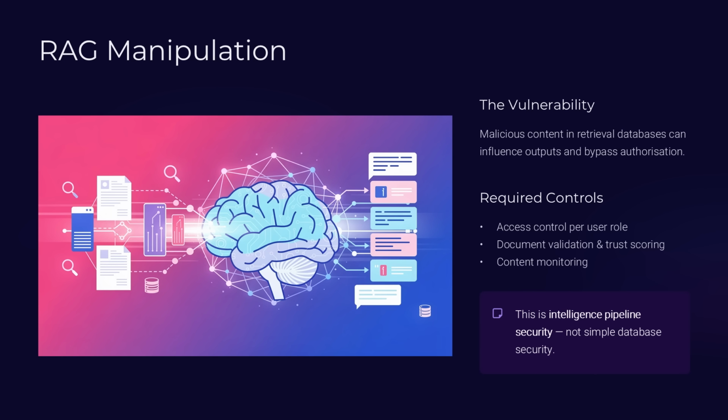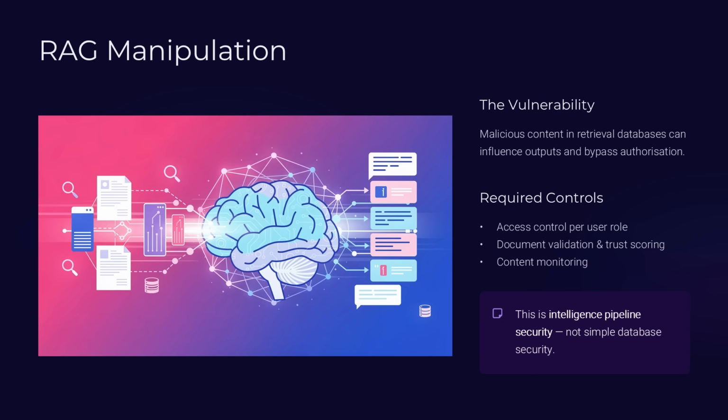Retrieval augmented generation systems connect large language models to external knowledge sources. These systems retrieve documents, summarize content, and generate responses grounded in enterprise data. While powerful, this architecture introduces new attack vectors. If malicious content enters the retrieval database, it can influence outputs. If access controls are weak, users may retrieve information beyond their authorization level. If validation mechanisms are insufficient, the model may treat manipulated content as trusted.